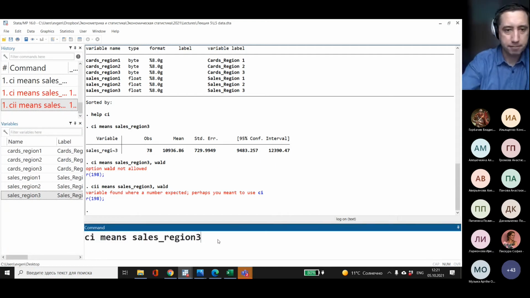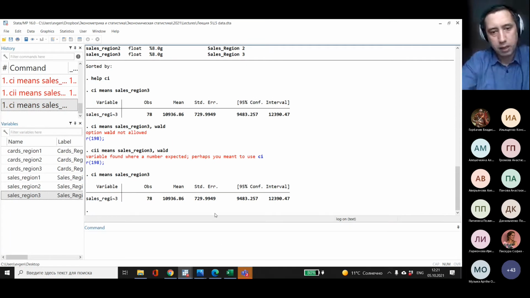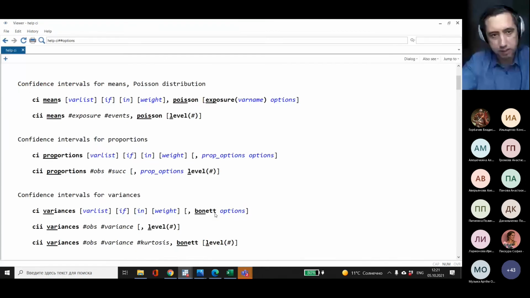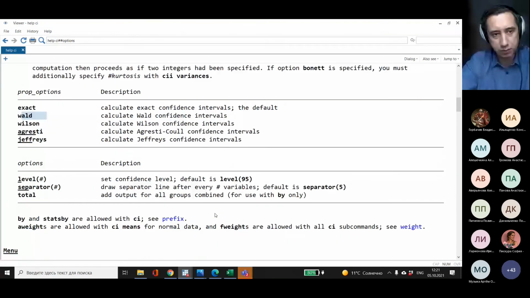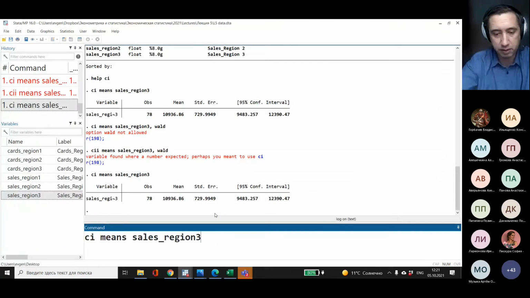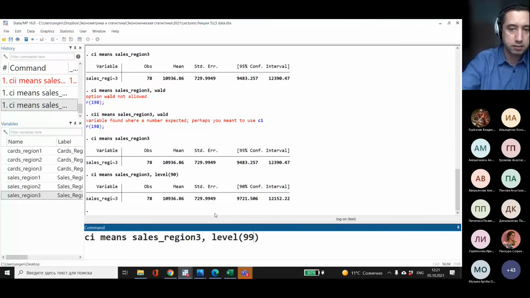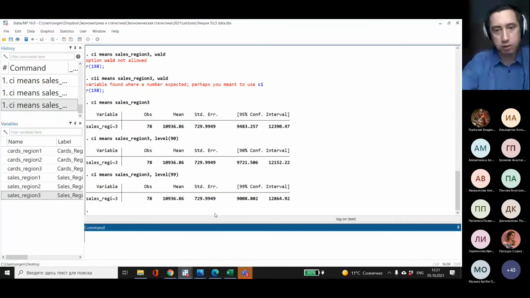Just use it as this interval. But what you have to keep in mind is that sometimes intervals could be different because Stata can use a little bit different algorithms, and we don't discuss these algorithms in this course. How to customize this option with the level option? Use any confidence level, for example, 90 or 99, to recalculate the same confidence interval.